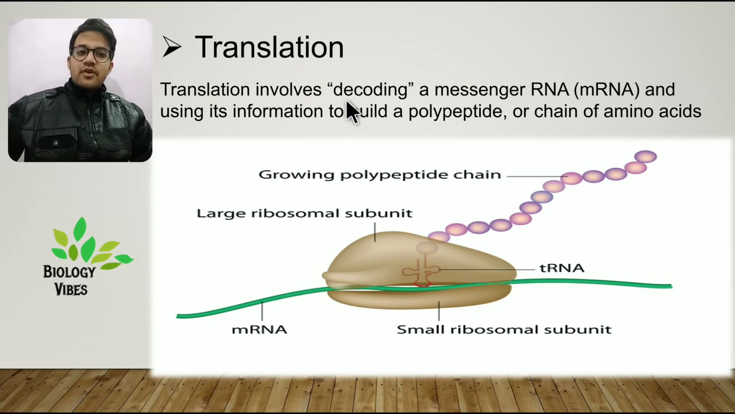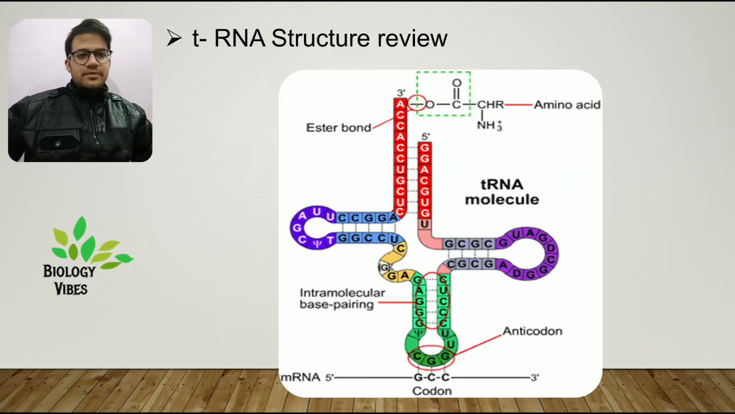Translation involves decoding of the messenger RNA and using its information to build a polypeptide chain, or chain of amino acids. So this is an mRNA, this is your protein factory, that is ribosomes, made up of two subunits, the larger one and the smaller one. This is tRNA that has the responsibility to carry that specific amino acid to that messenger RNA. And then there's synthesis of a polypeptide chain. Let's go deep into that.